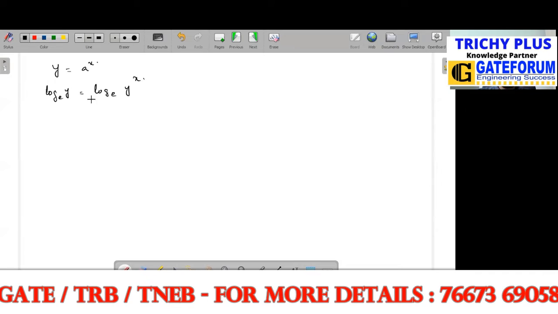If it is in the log, we can bring this x to the front. So this can be written as x ln a, where I have written the log with base e as ln. So ln y equals x ln a. This is a power x, right?